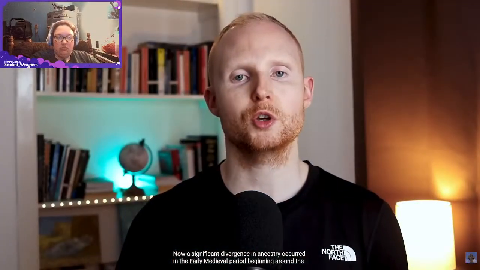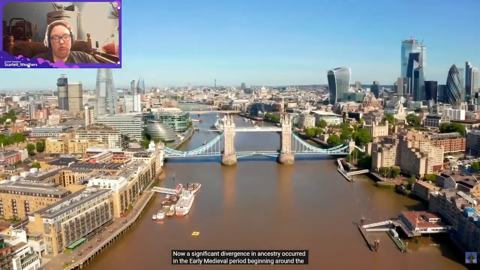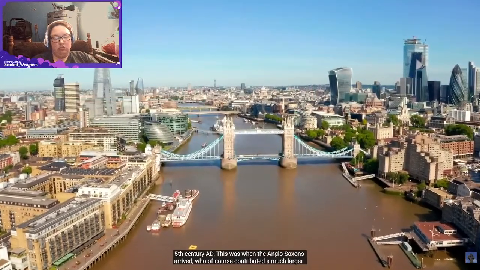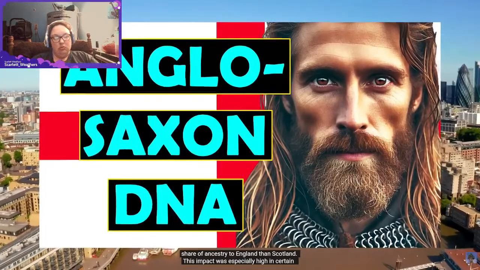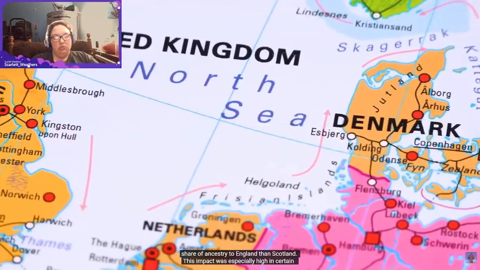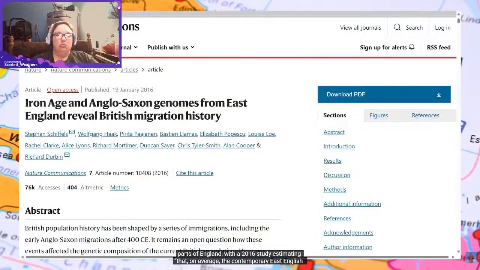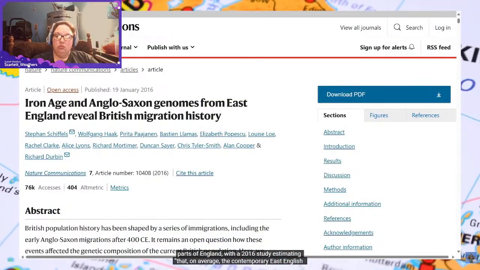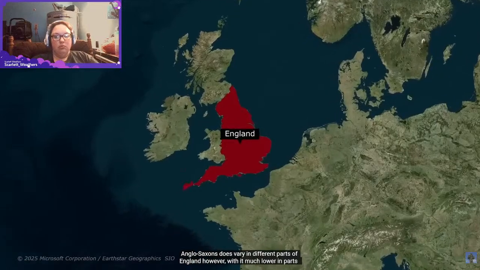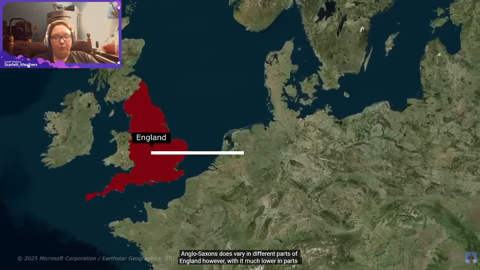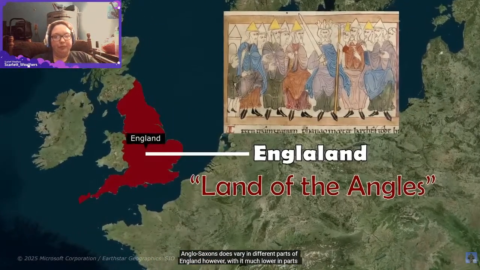Now, a significant divergence in the ancestry of Scotland and England came in the early medieval period, beginning around the 5th century AD. This was when the Anglo-Saxons arrived, who of course had far more of an influence on England than Scotland. This impact was especially high in certain parts of England, with a 2016 study estimating that on average, the contemporary East English population derives 38% of its ancestry from the Anglo-Saxon migrations. The impact of the Anglo-Saxons does seem to vary in different parts of England, however, with it much lower in parts of the north.